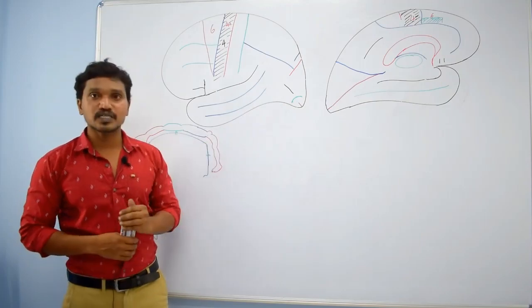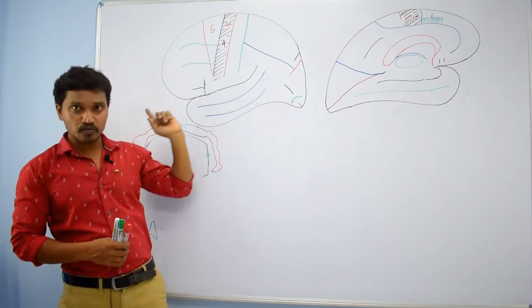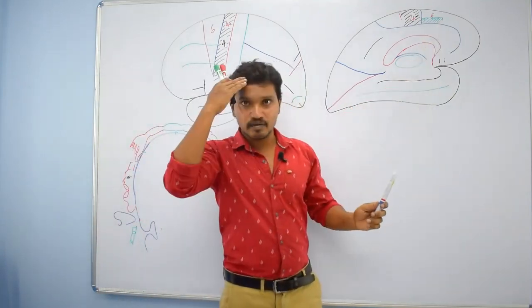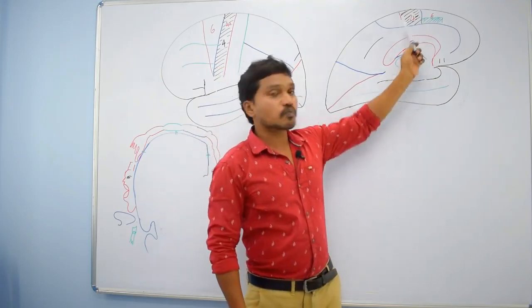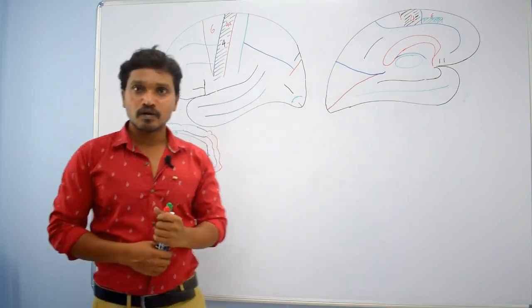Here also a representation is there. That representation is not upside down, it is from anterior to posterior side. So in the anterior part of this region, head will be represented. In the posterior part, lower limbs. In the middle part, upper limbs, right?